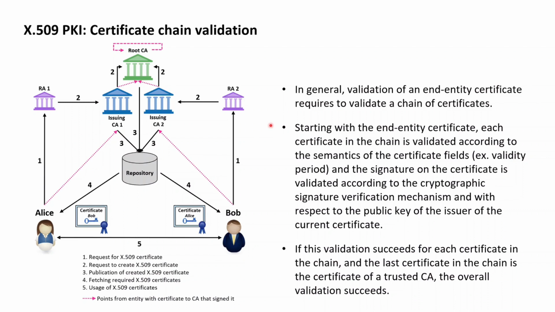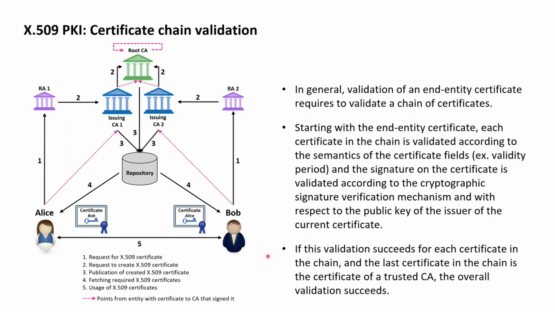If the validation of the digital signature also succeeds with respect to the public key retrieved from the certificate one place further up in the chain of certificates, then the validation of the current certificate is considered to be successful, and the validation of the certificate one slot higher up in the chain of certificates is next.